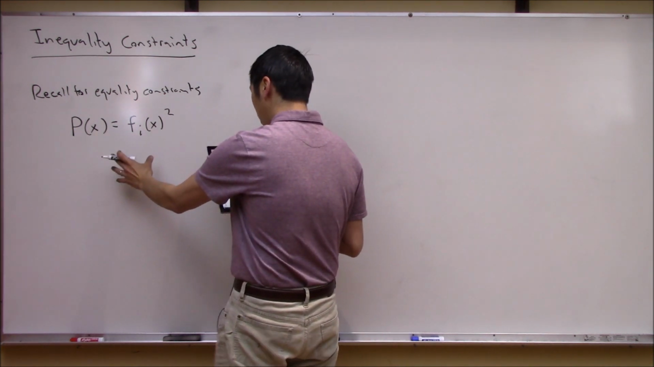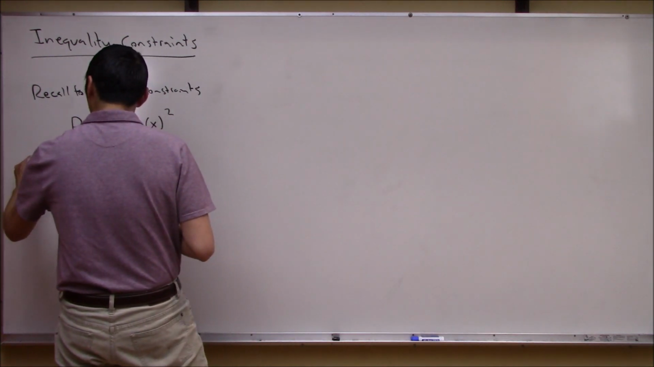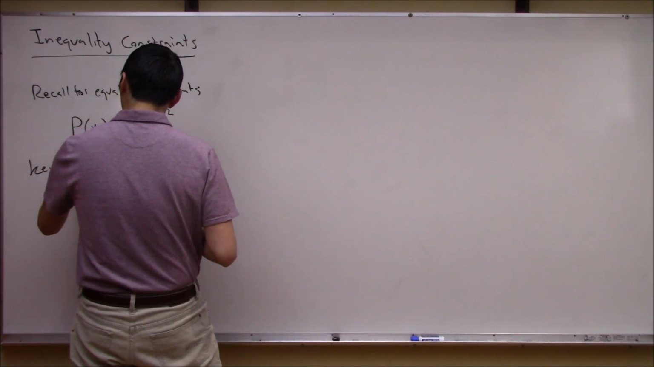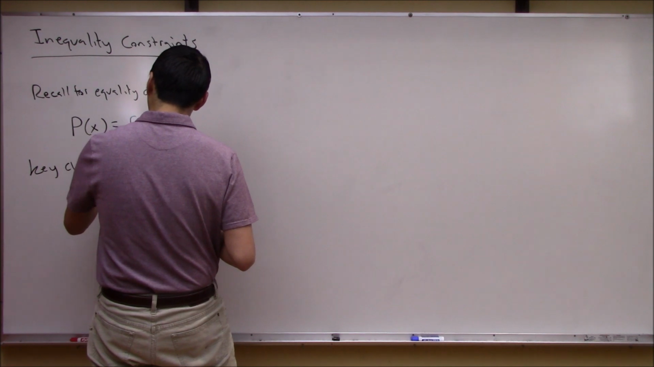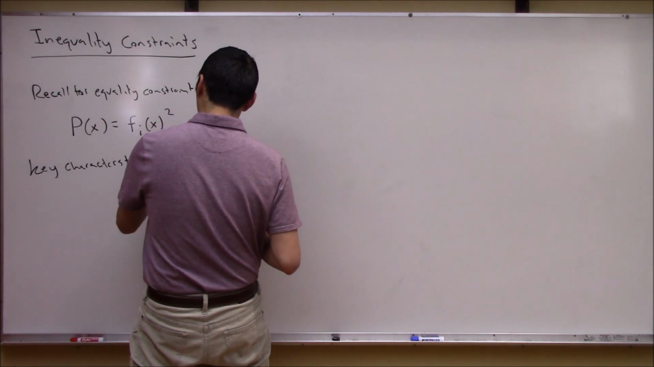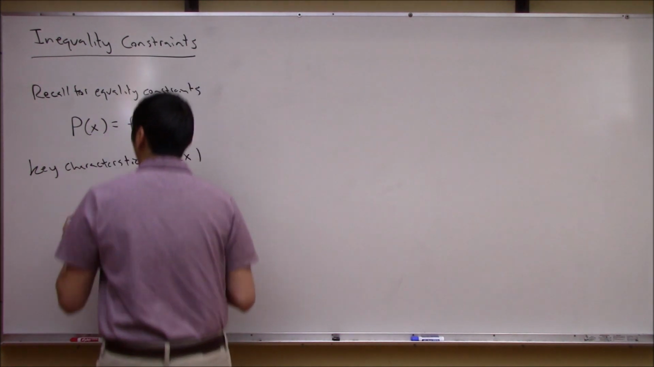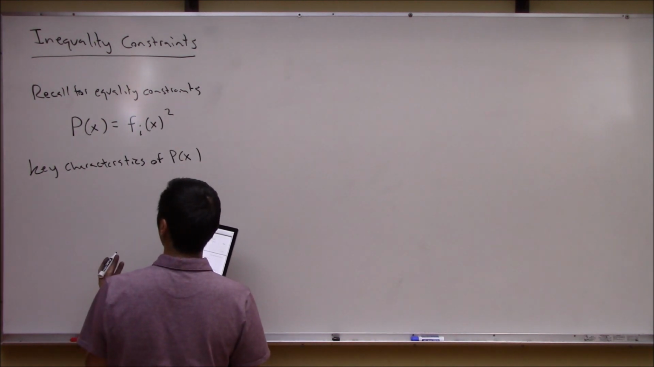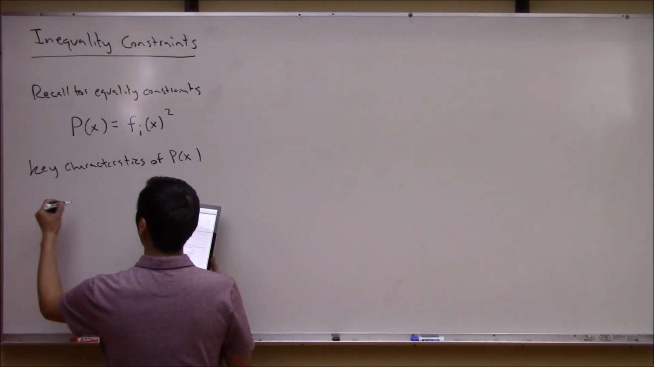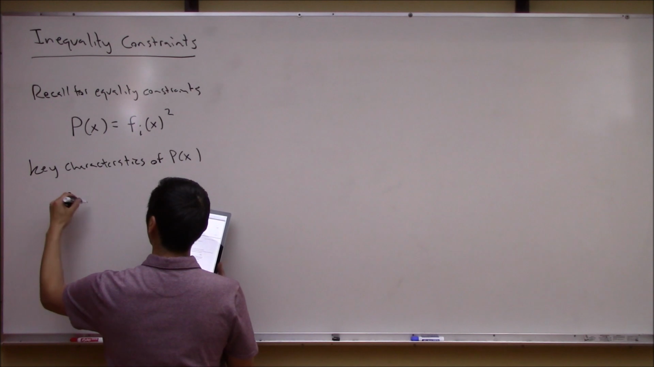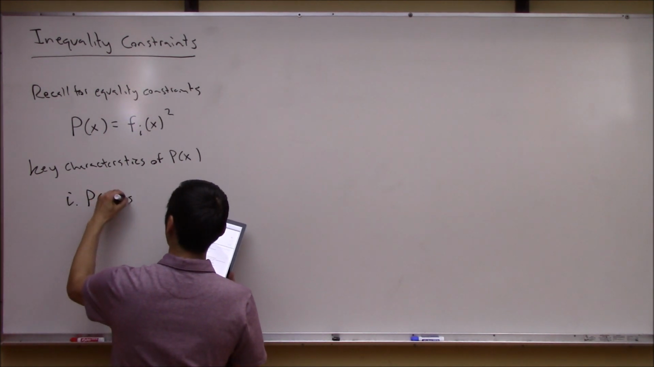we make a note here that the key characteristics of p of x, right? There's a couple of things that are important that we leveraged in developing that approximate solution, right? It was a couple of things. One here was, well, p of x is continuous.